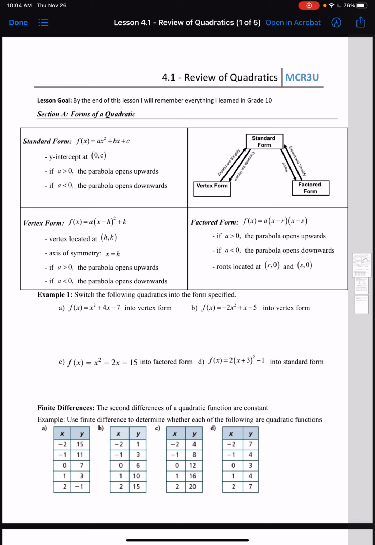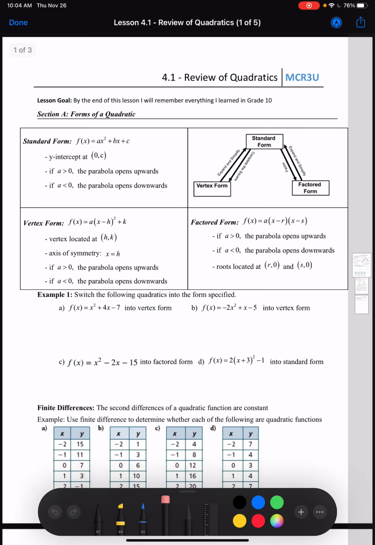All right, so we'll just spend some time reviewing some quadratics here. So basically by the end of this lesson, you should hopefully remember everything from grade 10. And yeah, we'll just spend some time going over that. So first of all, you have 3 different forms of a quadratic. So let's just talk about those first.